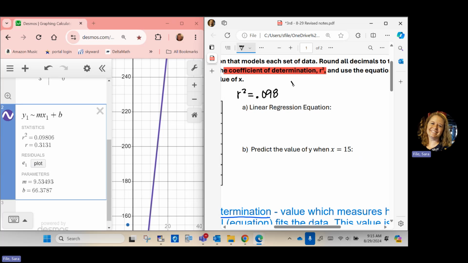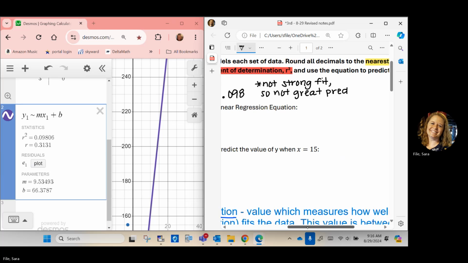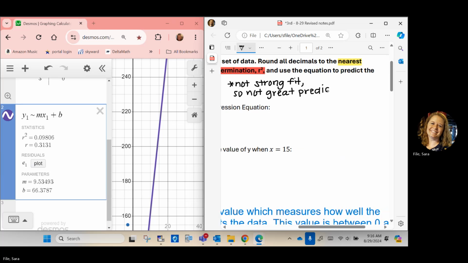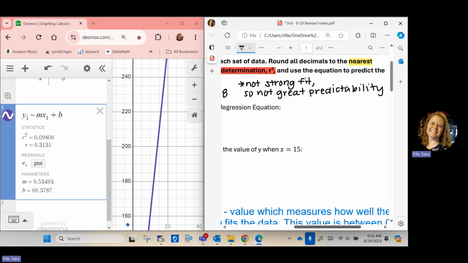If you want to make a note of that, not a strong fit. So not great predictability. Now we're still going to do this just to practice the process.